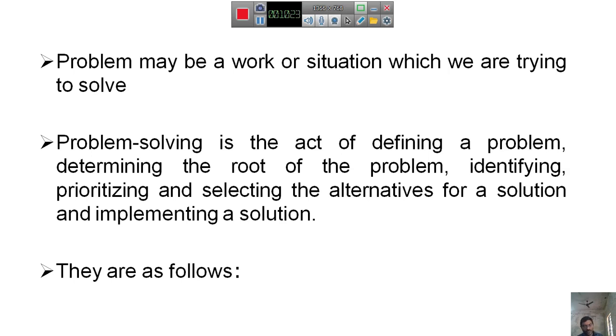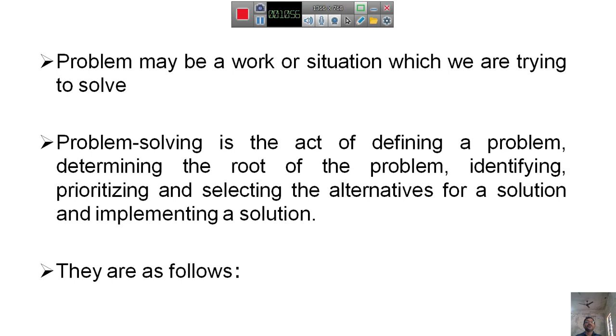So there are some steps involved in problem solving. As I already told you, defining a problem, and the second one is determining the root of the problem. We have to think why this problem has occurred, and how to solve it. We have to find out the root of the problem. In that we may get some solutions.